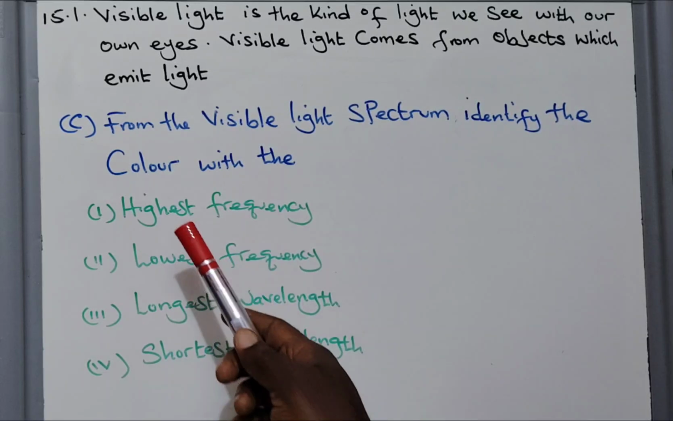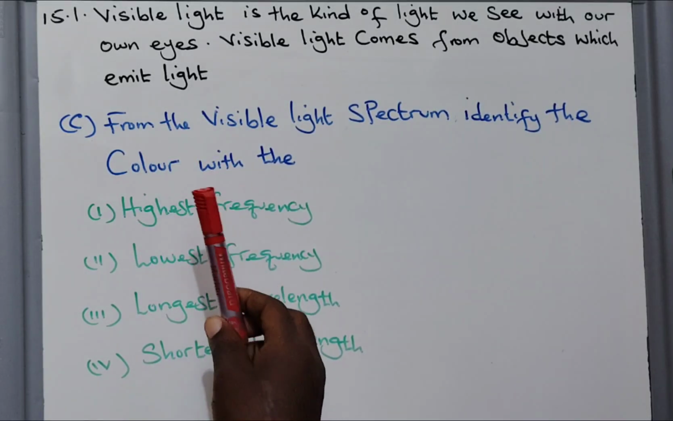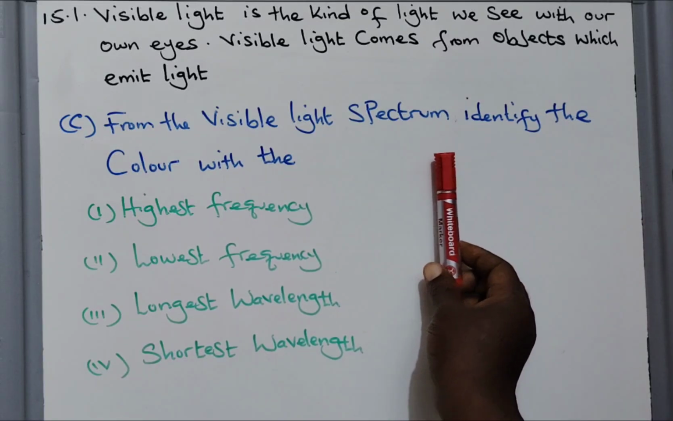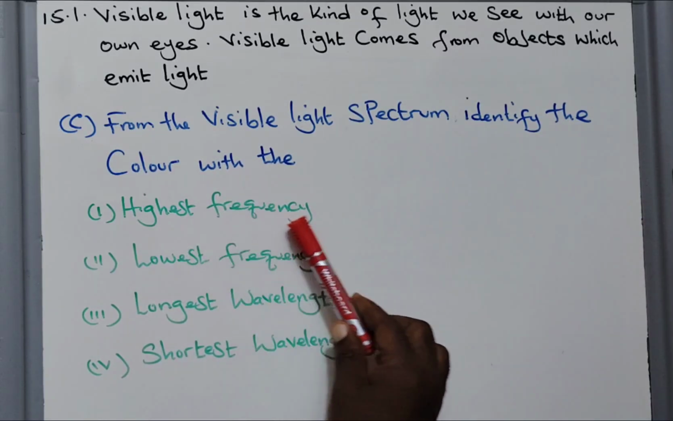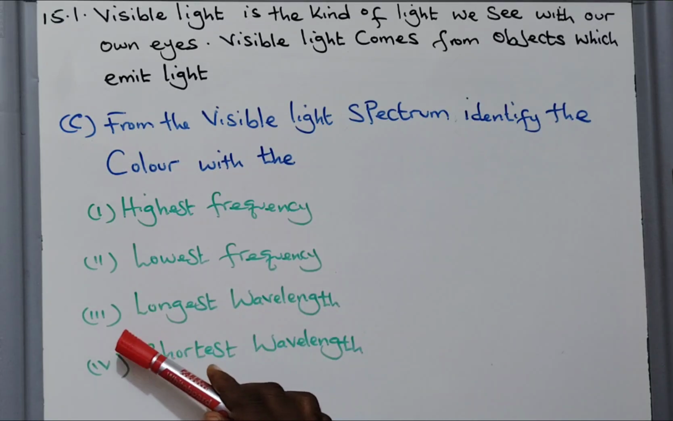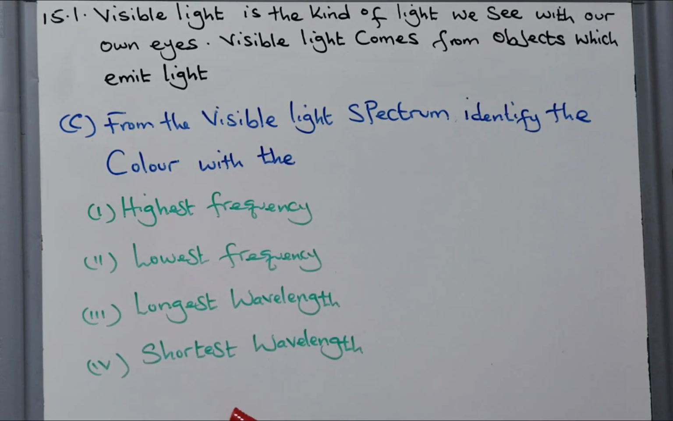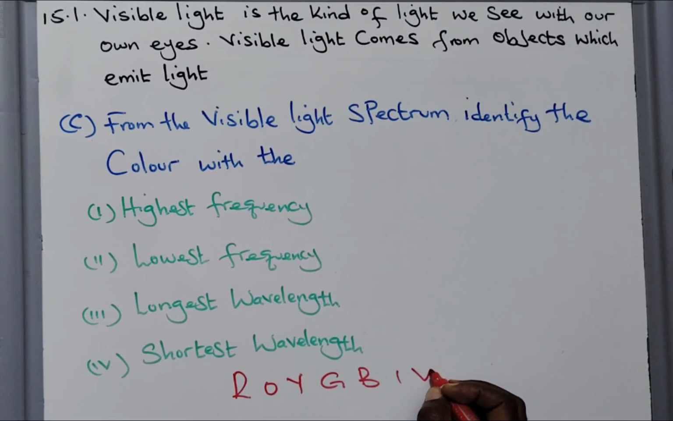Then we come to this question. It says that from the visible light spectrum, identify the color with the highest frequency, lowest frequency, longest wavelength, and the shortest wavelength. How do you go about this? This is what you have to know, that the colors are Richard of York gave birth in Venus. These are the colors of the spectrum. We know them. But what does this order mean? It means that as you go this side, frequency increases.